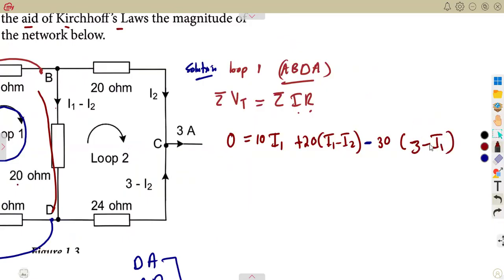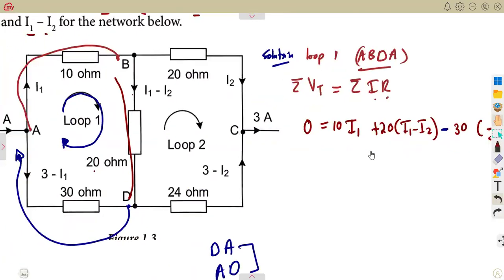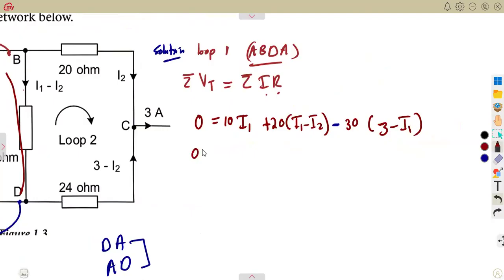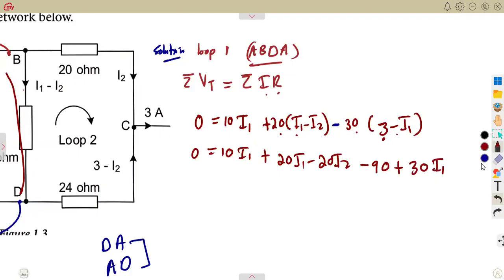So we have formed an equation considering the loop that was presented, and you can simplify further. 0 is equal to 10 I1 plus 20 times I1, which is 20 I1, minus 20 I2, since you multiply by 20 on this side. Minus 30 multiplies the 3, so that will be negative 90. Minus 30 and minus I1 is going to be positive 30 I1. As we can see, negative 90 we can transpose to the other side of the equation.